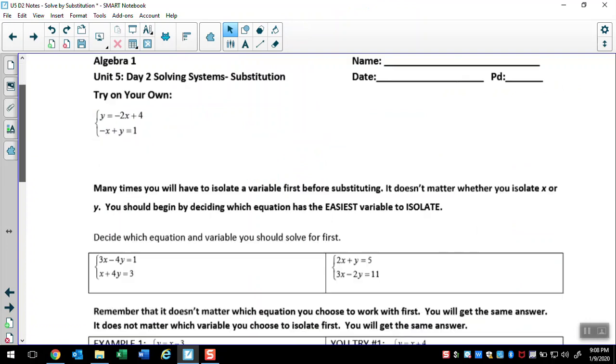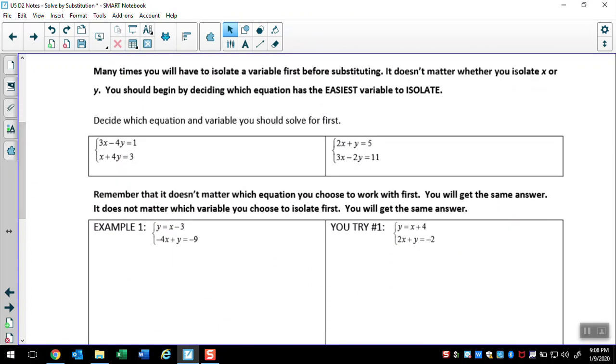All right, now, many times you'll have to isolate a variable first before you can actually do any substitution. It doesn't matter whether you isolate x or y, you should begin by deciding which equation has the easiest variable to isolate. So here all we're going to do is look at which equation should we use to isolate a variable, and then which variable should we isolate. So what we want to look for is a variable that has no coefficient. Makes your life a little bit easier.